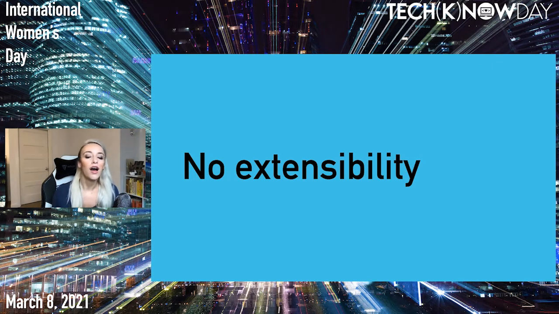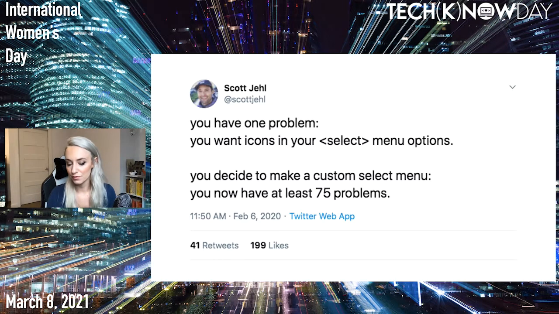And so, on top of poor CSS access to style controls and browser inconsistencies, we additionally can't actually extend the functionality of a native control. So I love this tweet from Scott Gell. You have one problem. You want icons in your select menu options. You decide to make a custom select menu. You now have at least 75 problems.